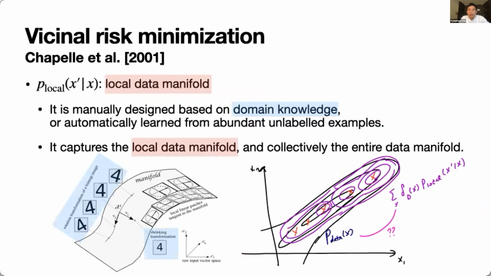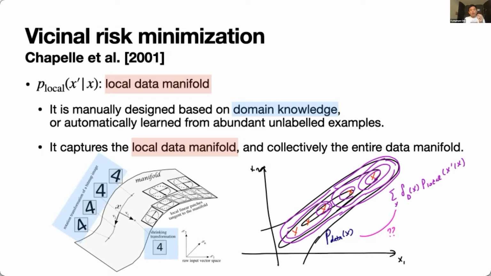So what is this local data manifold? Let's look at the input space first. It's going to be p local of x prime given x. So x is one of the training data points in the input space, and x prime is the neighborhood. And we try to look at how likely each of the neighbors is given this training input x. This local data manifold is often designed based on domain knowledge. Of course, we can automatically learn it from abundant unlabeled examples. That's what we're going to look at. But if we know about the actual problem and the domain, we can always come up with some reasonable, approximate way to characterize this local data manifold using our knowledge of the problem itself.